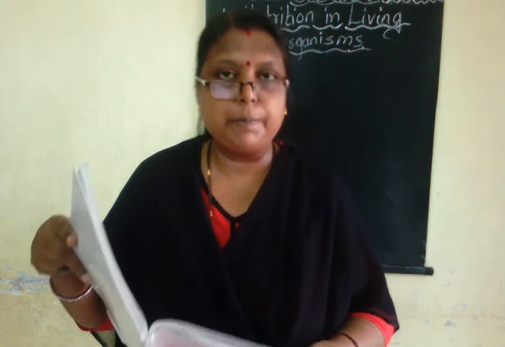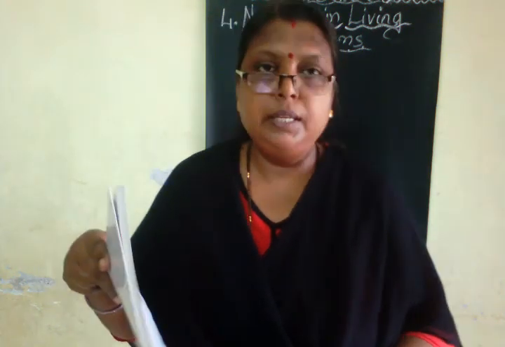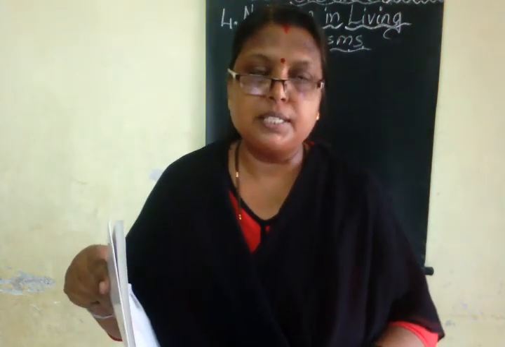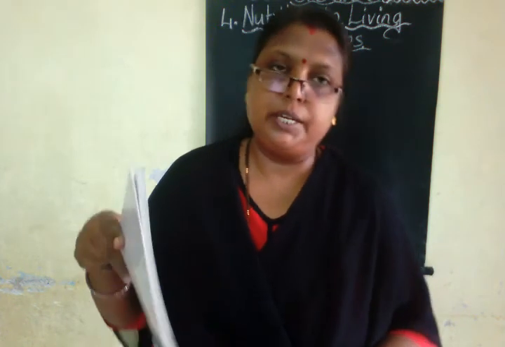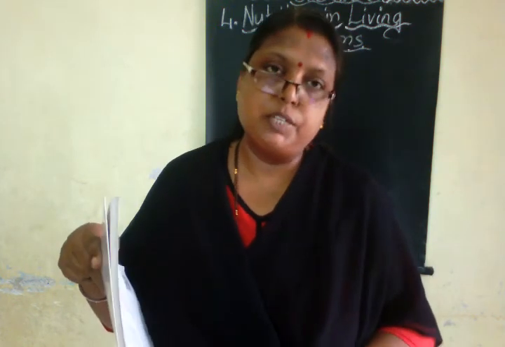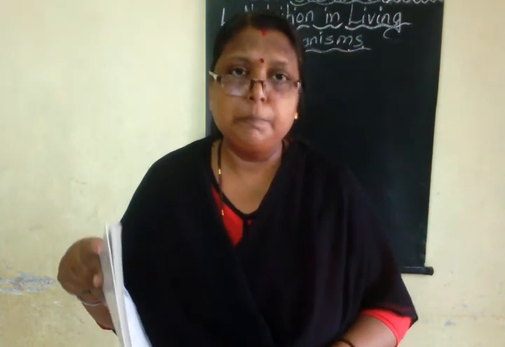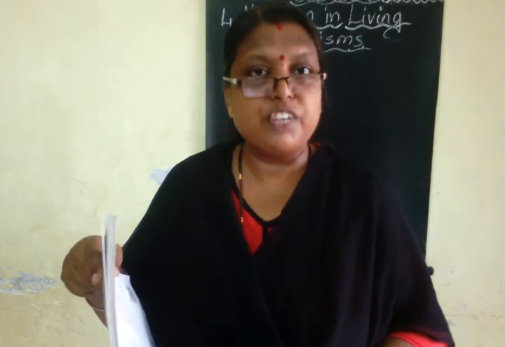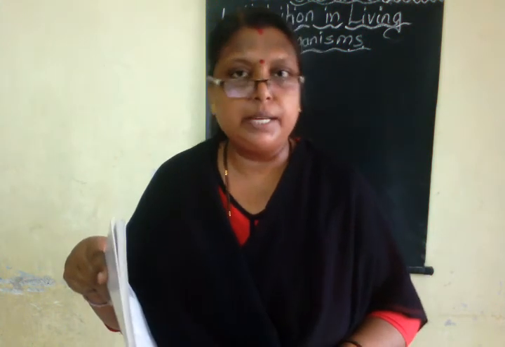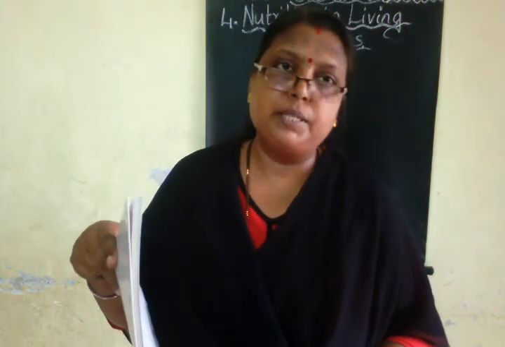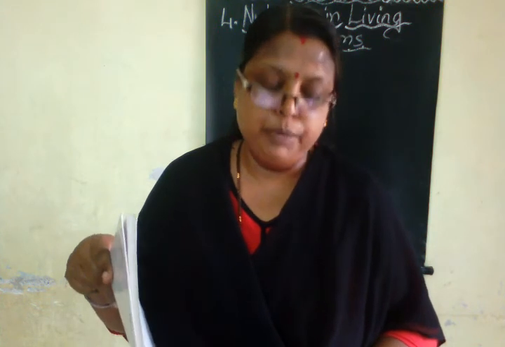Example, monkey, chimpanzee, human beings. In humans, some are non-vegetarians. They eat vegetables also. They eat non-veg. Non-veg means chicken, mutton, egg, all these things. Fish they eat. That is, they are eating animals. So human beings come in the class of omnivorous.